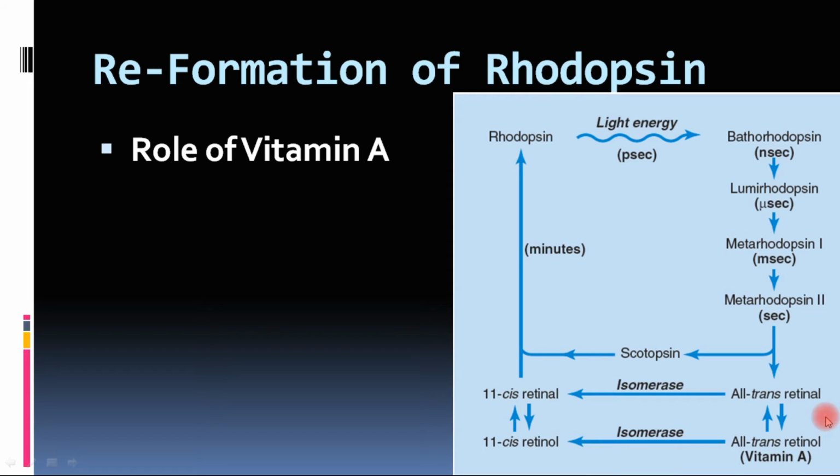And the deficiency of vitamin A can cause night blindness. Okay, so the deficiency of vitamin A can cause night blindness, or it can diminish the vision in the dark light, which is sensed by rhodopsins. So that is the manifestation of deficiency of vitamin A, that is the night blindness.